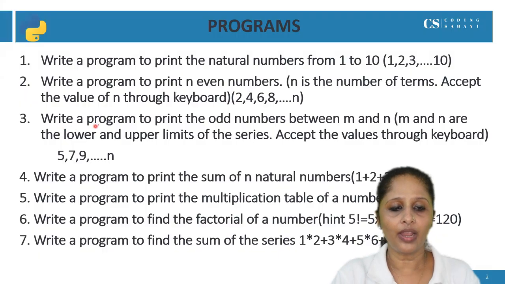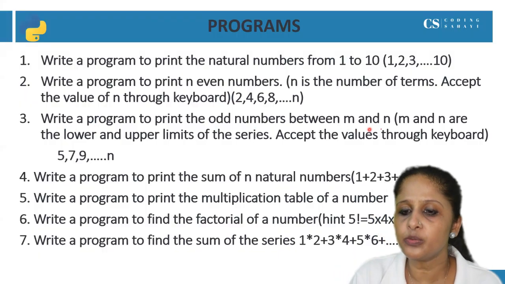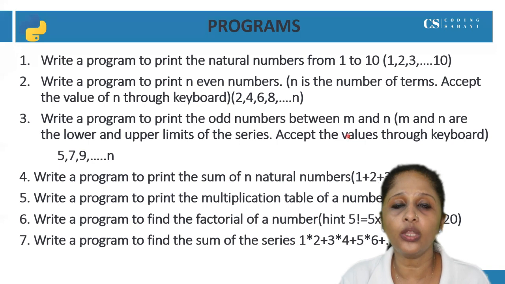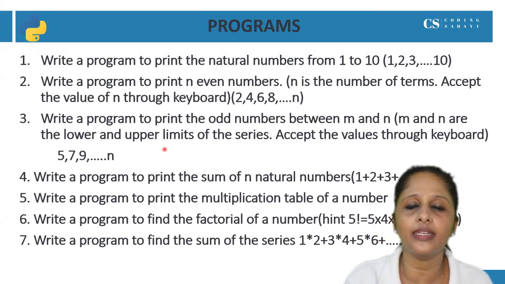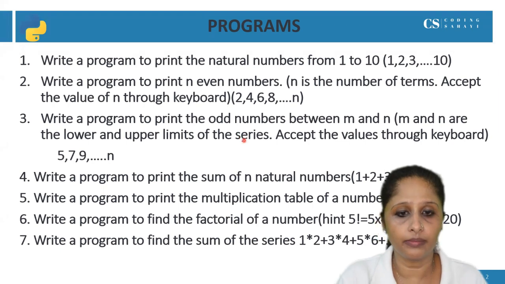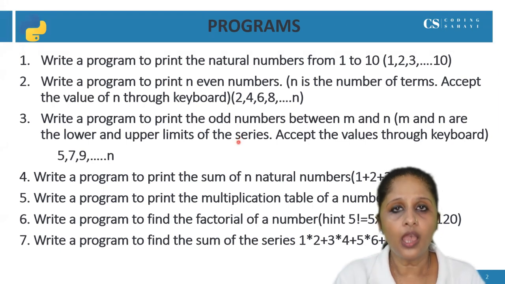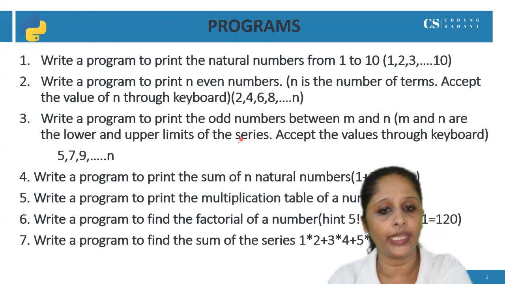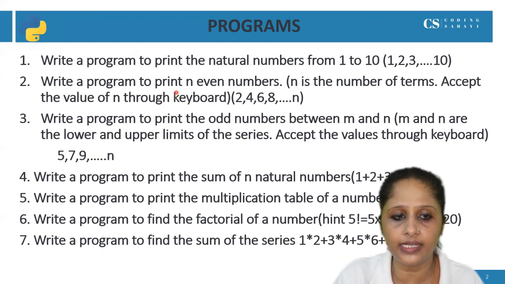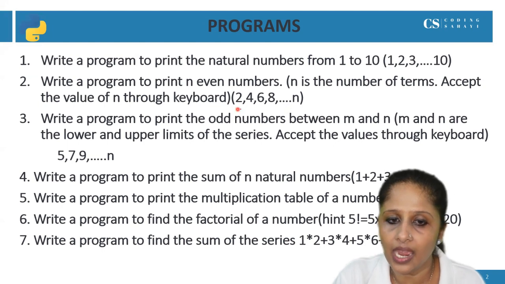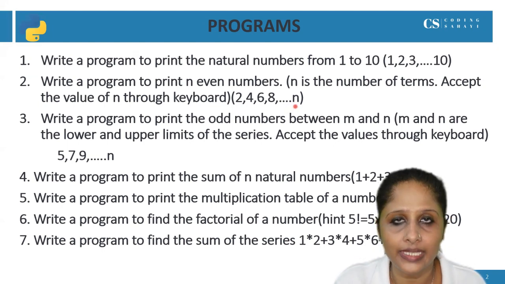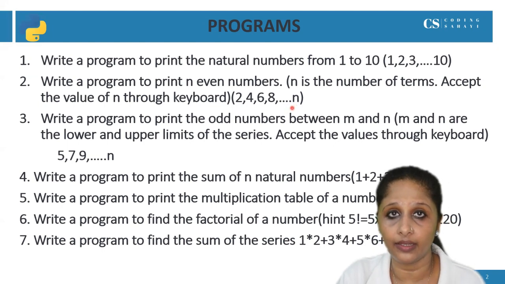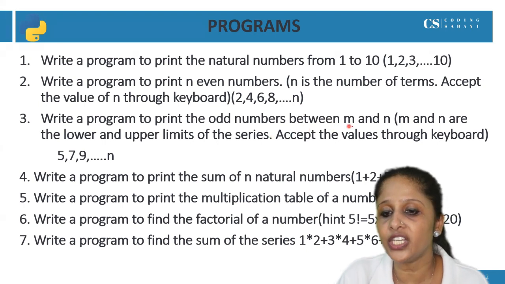So our third program is: write a program to print the odd numbers between m and n. So you know the odd numbers, like 5, 7, 9 or 1, 3, 5, 7, 9. So these are our odd numbers. So here we are going to print the series from a start value to the end value. See, in the previous question it is from 2 to n. So the start value is 2 and the end value is n. So only we are accepting n here, right? But here it is mentioned m and n.